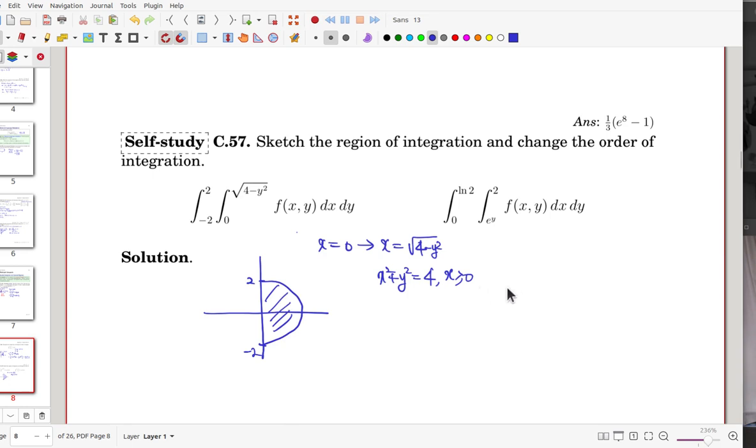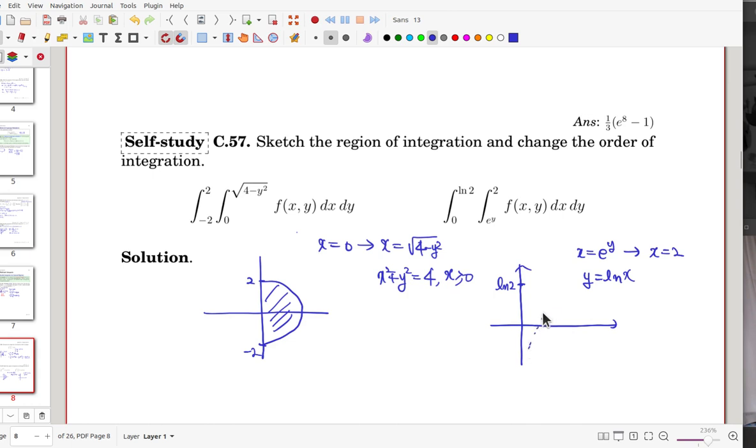And how about that one? Okay, y is moving from 0 to logarithm 2. So let's try to visualize it. 0 to logarithm 2, that's in the y direction. Now that means the bottom x is e to the y and the top x equals 2. That one is the same as y equals logarithm x. So logarithm x, and it's given in this shape.